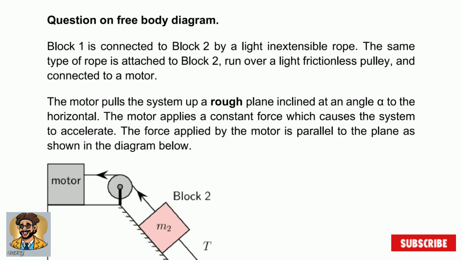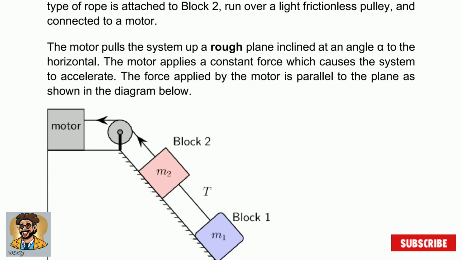This question says block 1 is connected to block 2 by a light inextensible rope. The same type of rope is attached to block 2, runs over a light frictionless pulley and is connected to a motor. And the motor pulls the system up a rough incline. Since the moment they say rough, it means there is frictional force. When they say the word rough, it means the surface has friction. That is an important thing here.